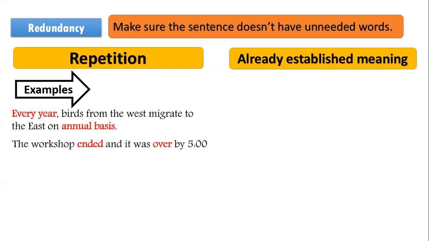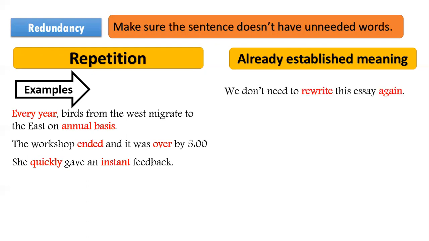The workshop ended and it was over by 5 o'clock. So again, the word ended and the word was over give the same meaning. So one of them would be enough. We don't have to repeat the same meaning. How about this one? She quickly gave an instant feedback. Automatically, if the feedback is instant, it's quick. So I don't have to say she did it quickly.